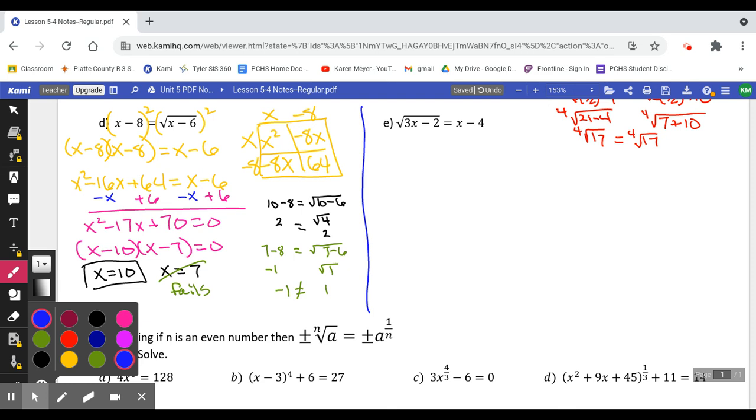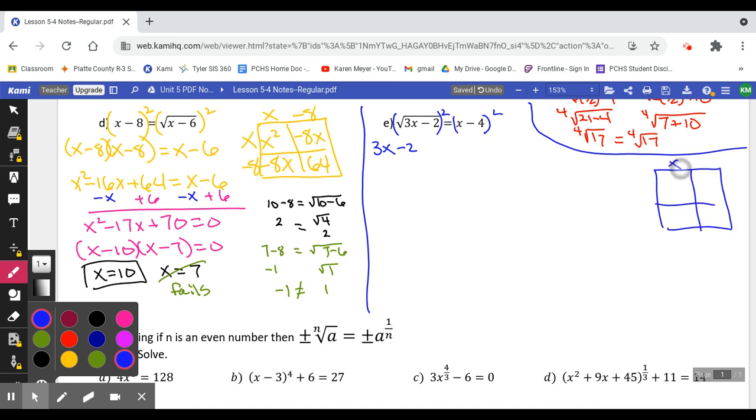So let's try this again. Okay, to get rid of a square root, we're going to square both sides. So you get 3x minus 2. This side, you got to make a box because remember, it's going to be two of the same thing. So x minus 4, x minus 4. So x squared minus 4x minus 4x plus 16. So you have equals x squared minus 8x plus 16.